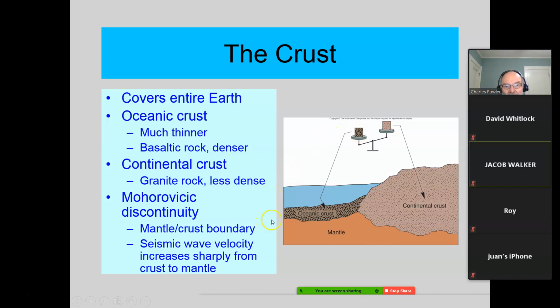This would be the MOHO. See, it's very irregular, has peaks and valleys and discontinuities in it. That's the MOHO, the boundary between the mantle and whichever of the crusts that you have. The continental crust or the oceanic crust.